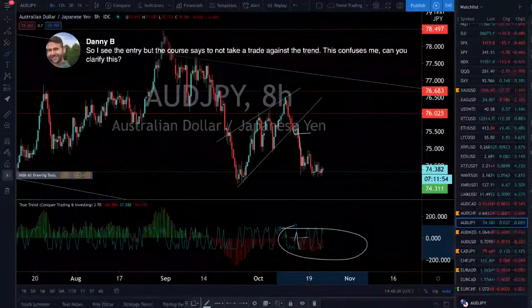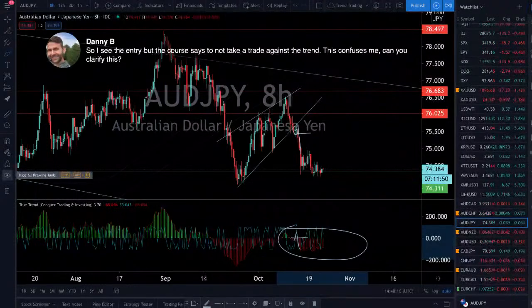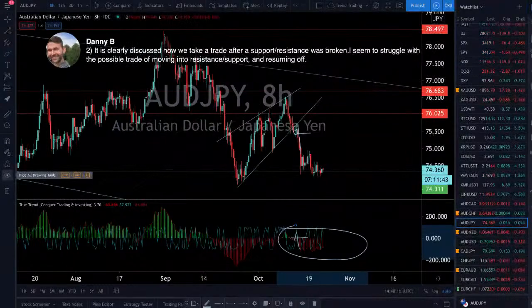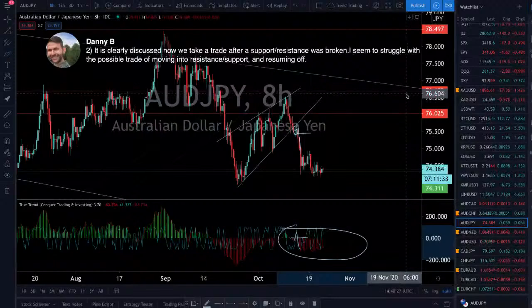Number 2, it's clearly discussed how we take a trade after support or resistance was broken. I seem to struggle with the possible trade moving into resistance or support and resuming off, so not breaking it. How do you approach a trade? Do you take the trade on the first bar after touching the support or resistance, or let the trade play out first for extra confirmation?